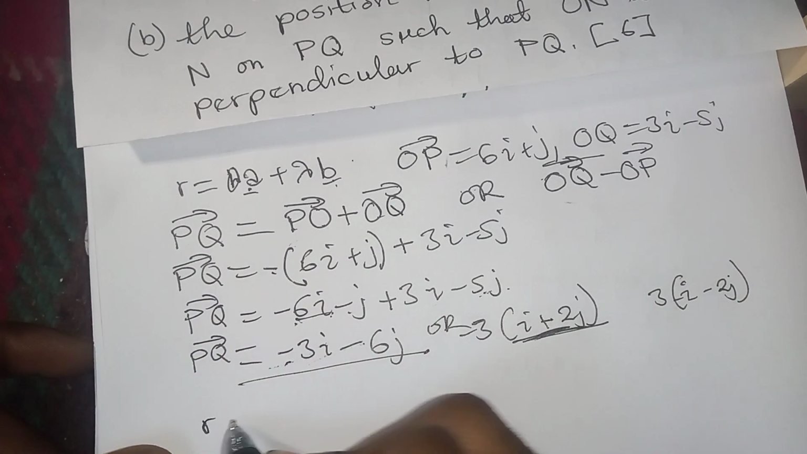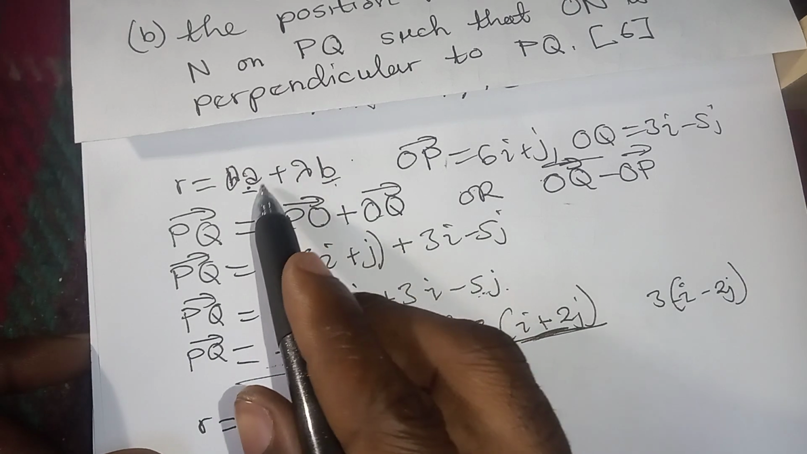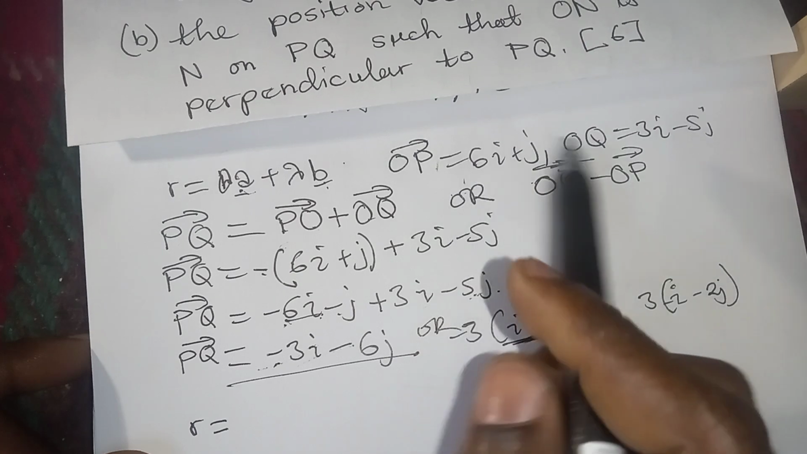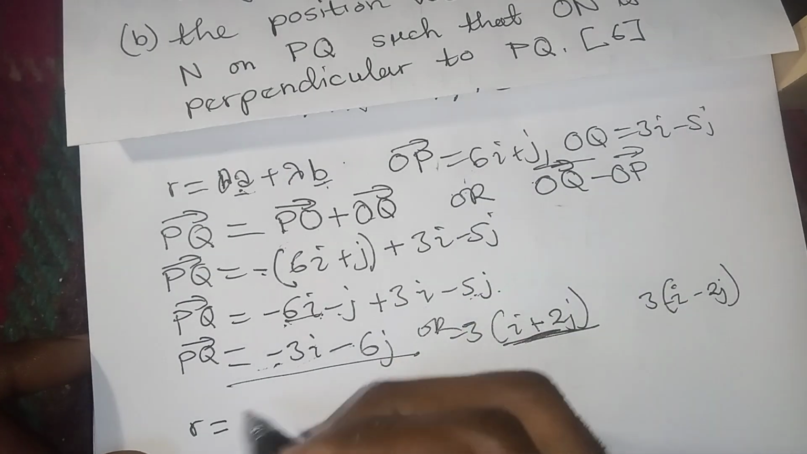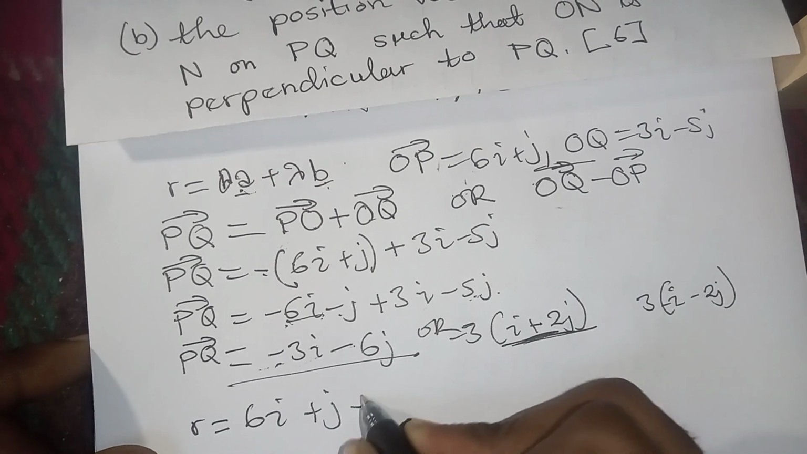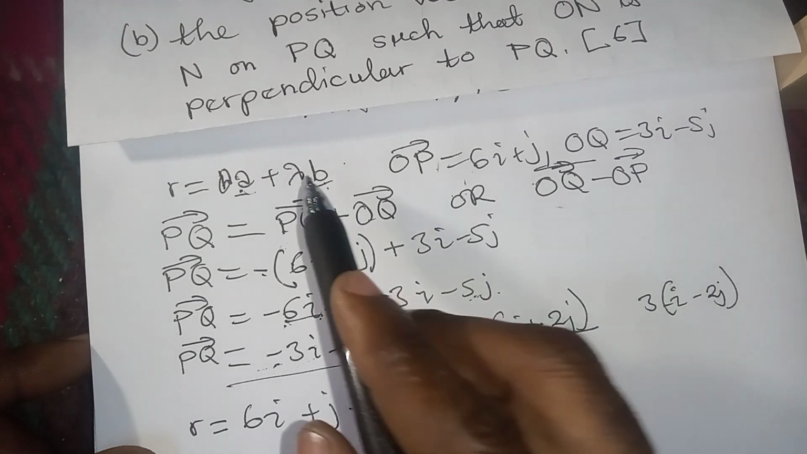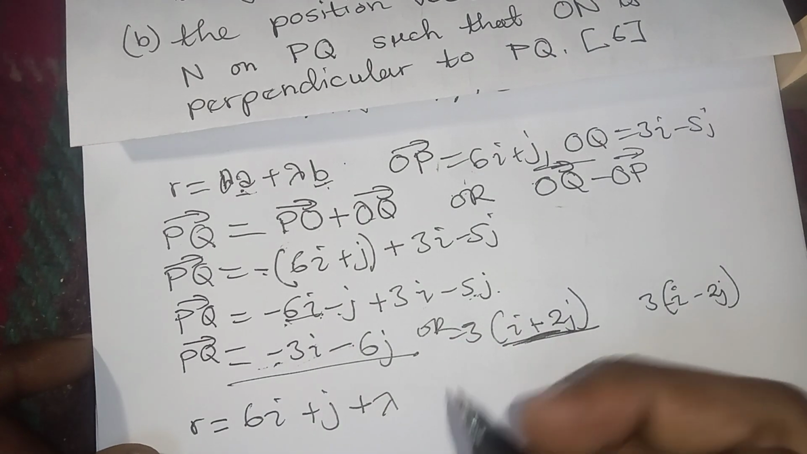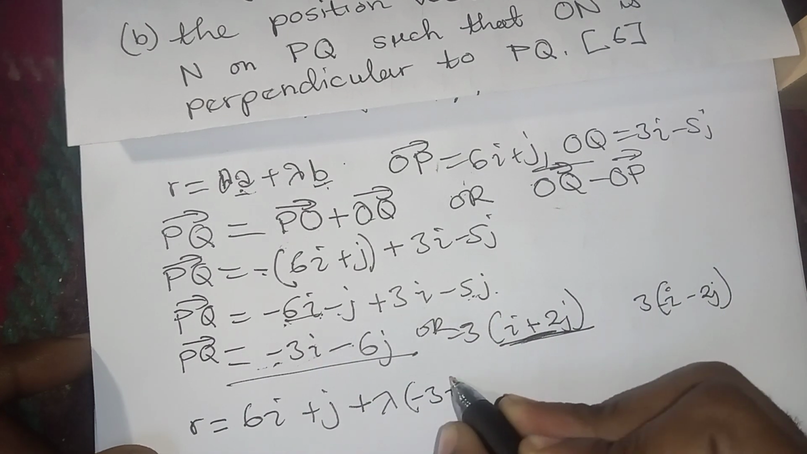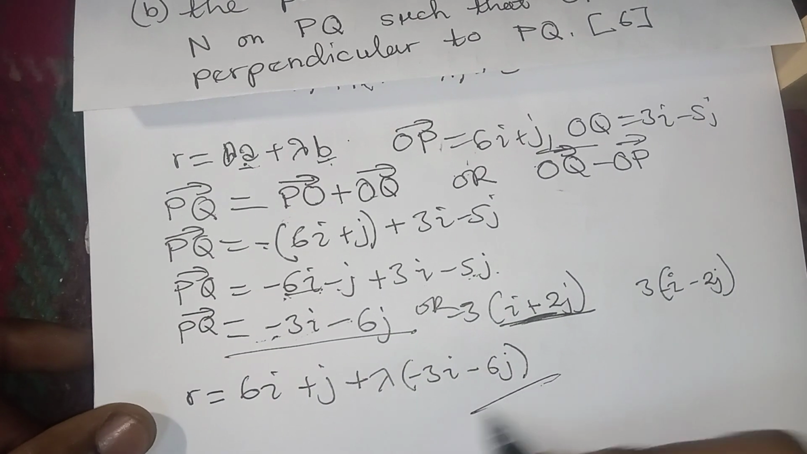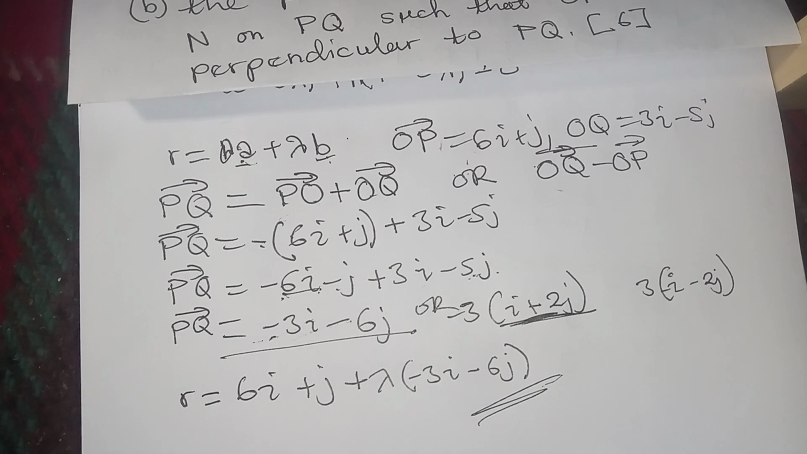So that means we have r is equal to A, which is any point on that line. So I can either pick this or this. I'll go with the first one, 6i plus j, then plus lambda. Our B is the direction vector. So I'll go with this one here, minus 3i minus 6j. And you're done. This is your vector equation.